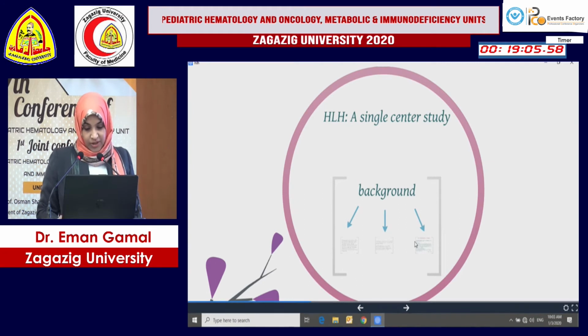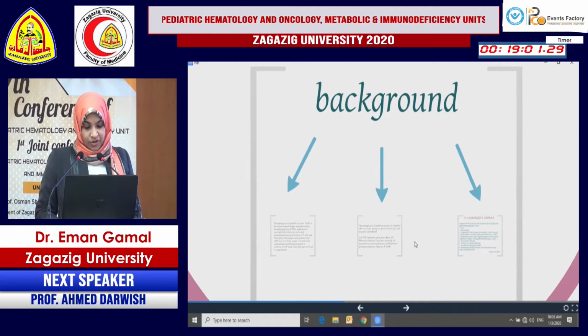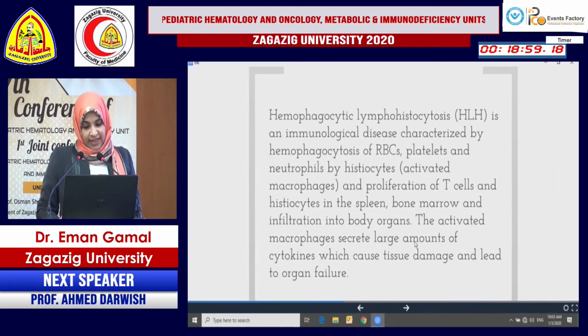Our single center study about HLH. Briefly, HLH is considered a hematological disease characterized by hemophagocytosis of RBCs, platelets, and neutrophils by histiocytes, and the proliferation of T cells and histiocytes in the spleen and bone marrow, with infiltration into body organs. The activated macrophages secrete large amounts of cytokines, which cause tissue damage and lead to organ failure.